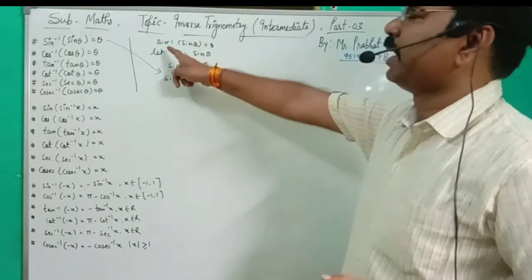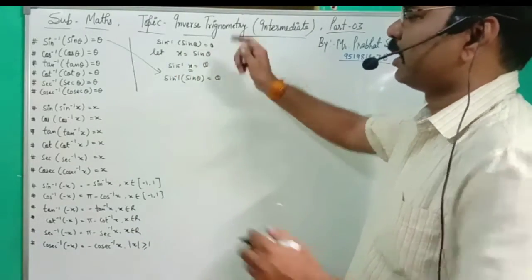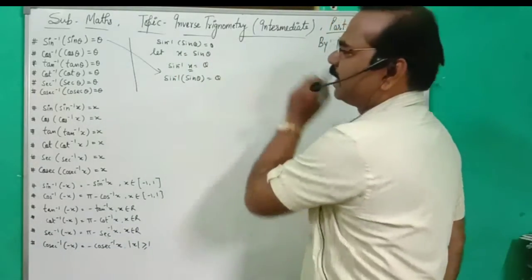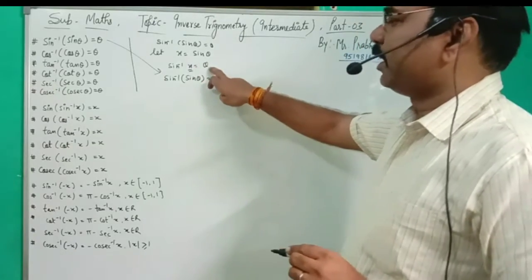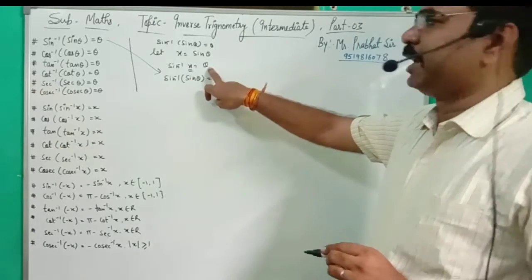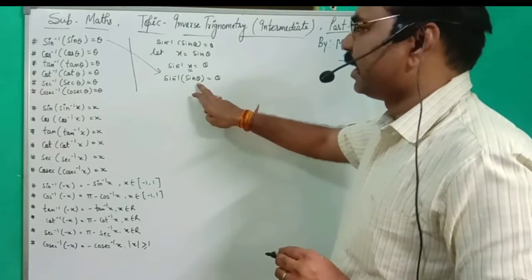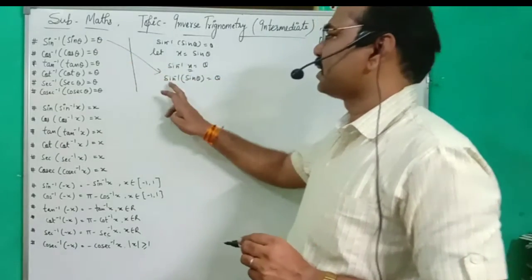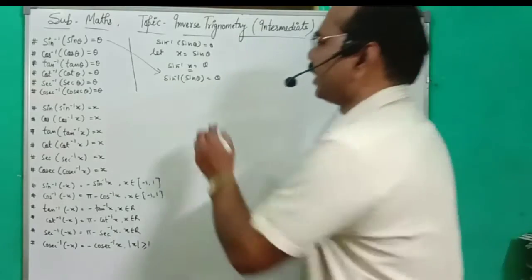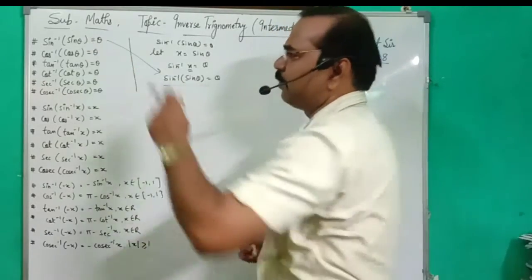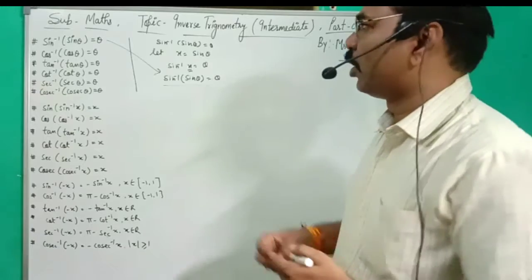So what we can do is take sin inverse sin theta, and let x is equal to sin theta. Then we can find theta: theta is equal to sin inverse x. Keeping that value x is equal to sin theta, the first property is sin inverse sin theta is equal to theta. The next five can be proved similarly.